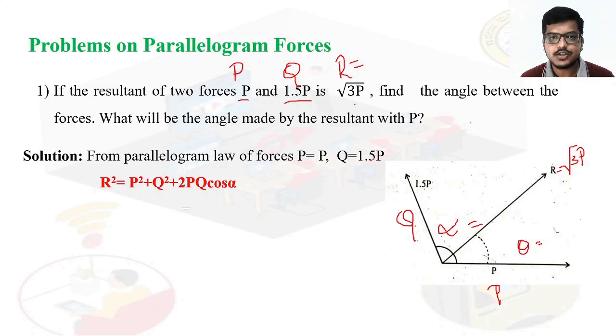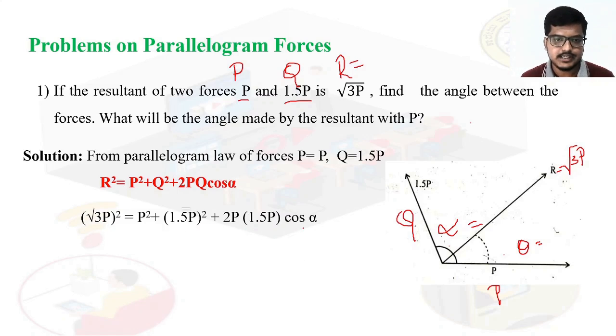Now we will substitute the value of R square. R is root 3P, so R square is root 3P whole square, plus P square, which is P only, plus Q square which is 1.5P whole square, plus 2P into 1.5P into cos alpha. Correct? I just substituted the given forces in the formula.